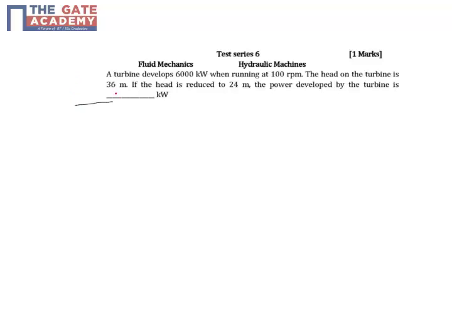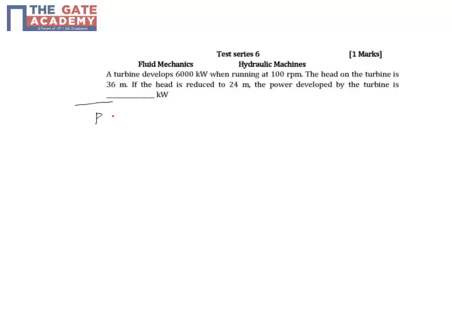Okay, so let's discuss a question from hydraulic machines. This is a question on a turbine where at one head we get a power of 6000, and the head is reduced without changing anything. So what is asked is the power. How much is the power?